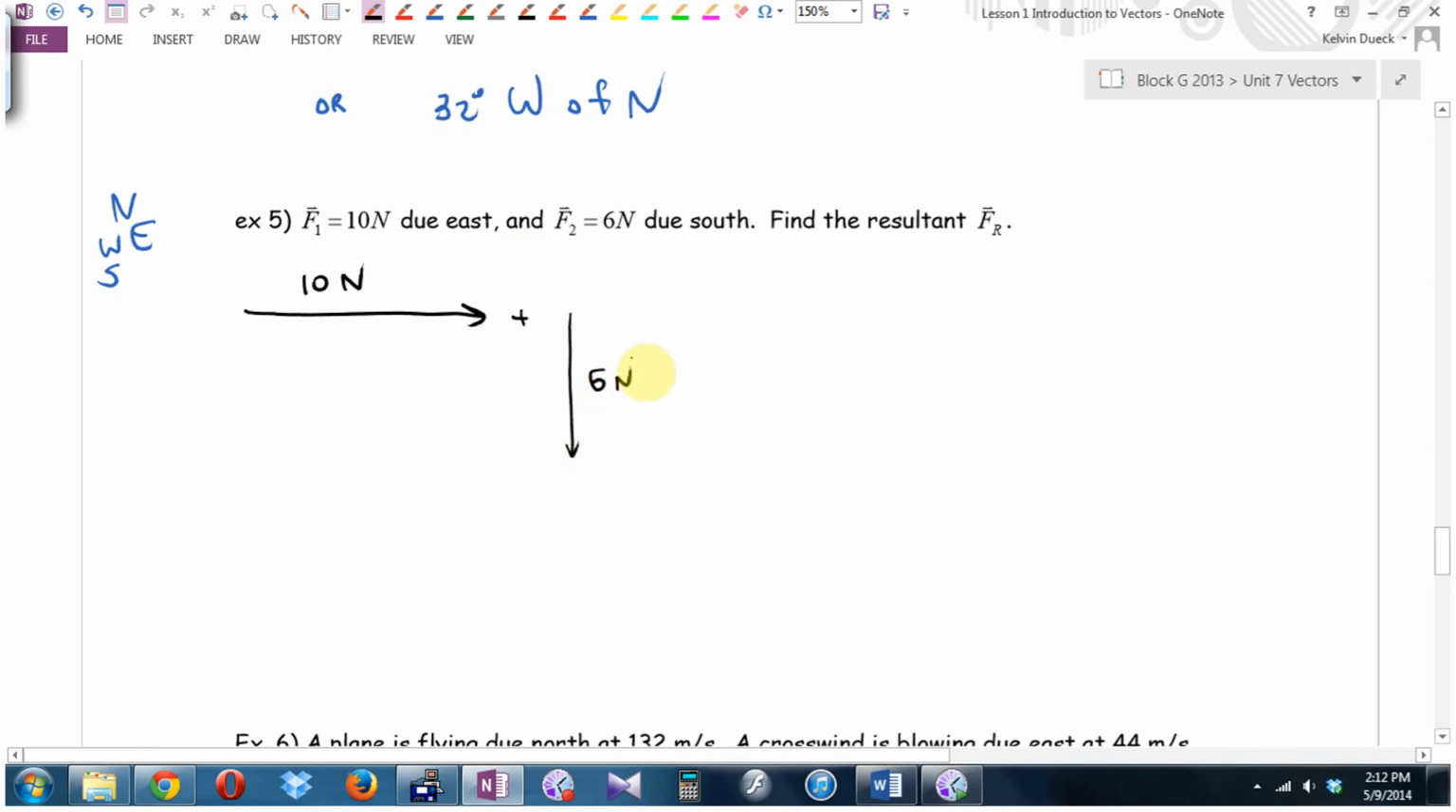Trevor, I'd like to add those 2 vectors together. Any suggestions on how I might draw them? Yeah. So you're saying I go 10 and 6, and the resultant is from tail of the first to tip of the second. There is the resultant. Let's get the magnitude.